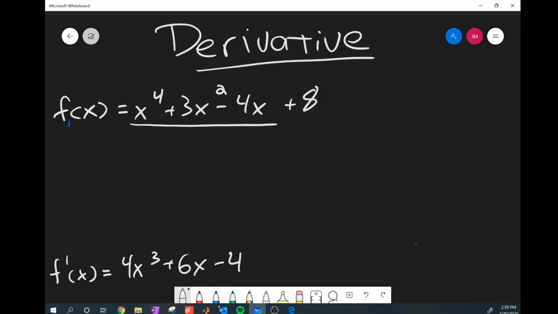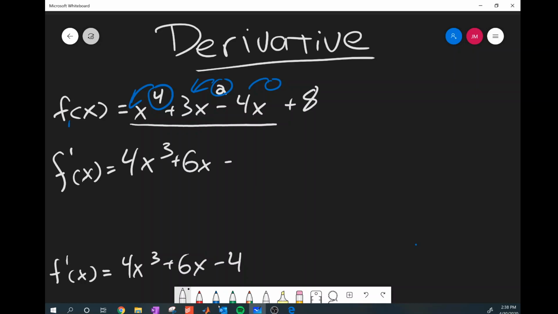If I take the derivative again, take my exponents, multiply them to the front, you'll get 4x. f prime of x equals 4x cubed plus 6x minus 4. And again, our 8 here is a constant term. It's just going to cancel out and become 0.